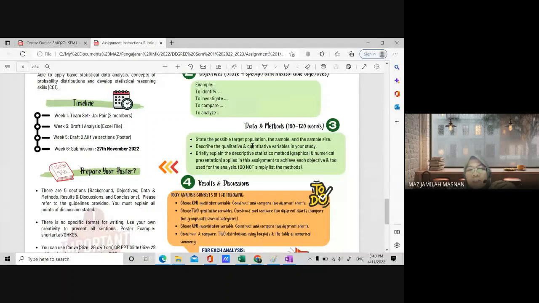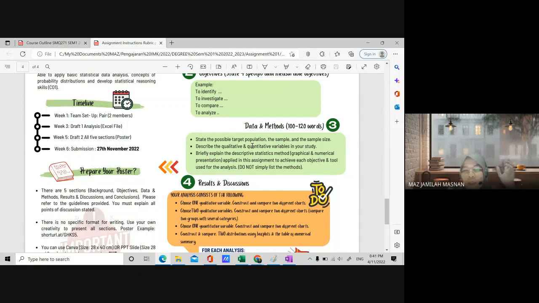Describe the qualitative and quantitative variables in your study. With regards to the data that you choose, there will be differences in the data set. Some of you may have four variables only, some of you may have up to 10 variables in your data set. So it depends on which data set you choose. Briefly explain the descriptive statistic method, graphical and numerical presentation applied in this assignment to achieve each objective.